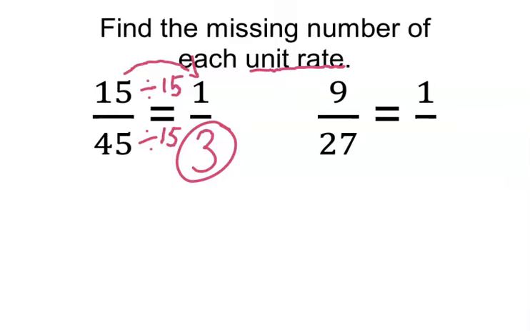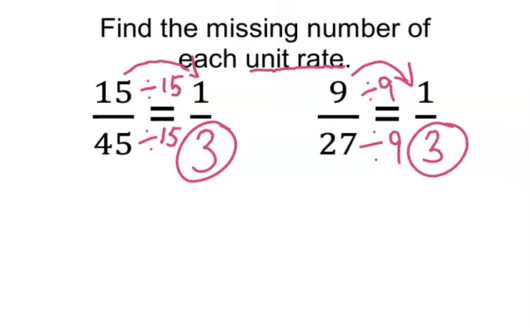All right, how do we get from 9 down to 1? Well, again, pretty straightforward. We're going to have to divide by 9. 9 goes into 9 one time. All right, so then we're going to have to do the same thing with 27. 27 divided by 9 is, well, that happens to be 3 also. Okay, so that simplifies down to 1/3.